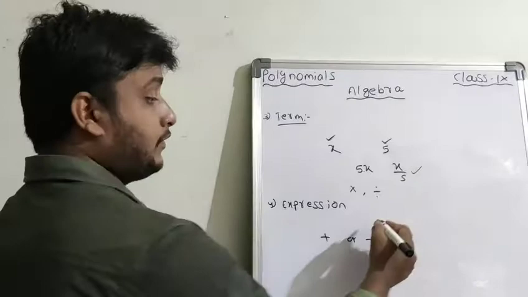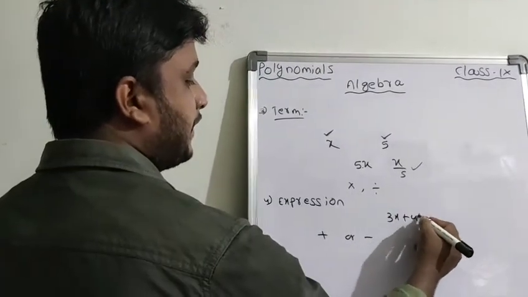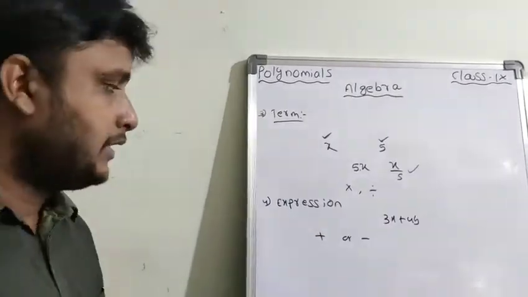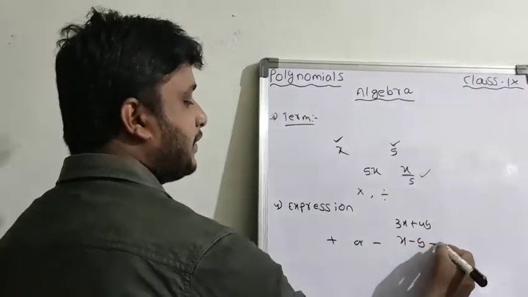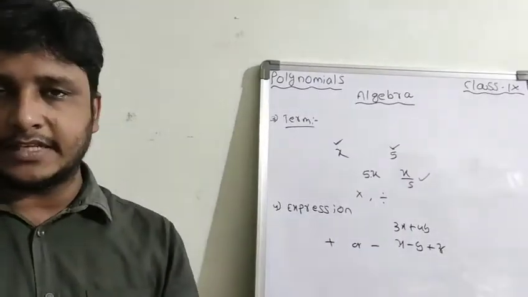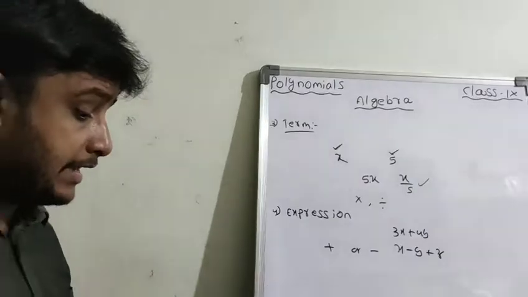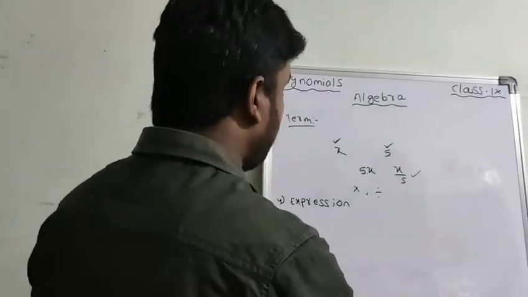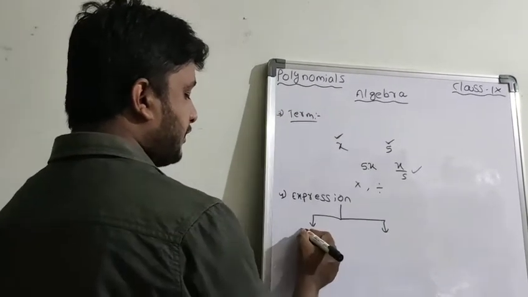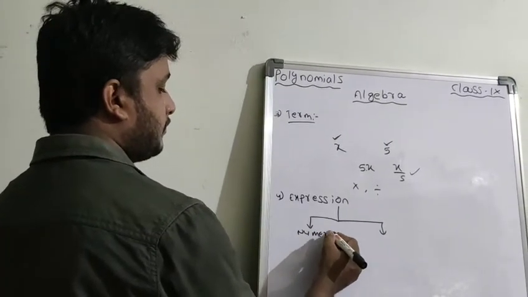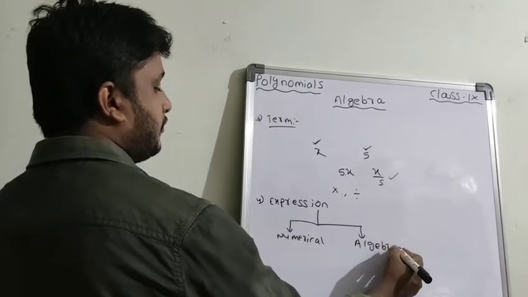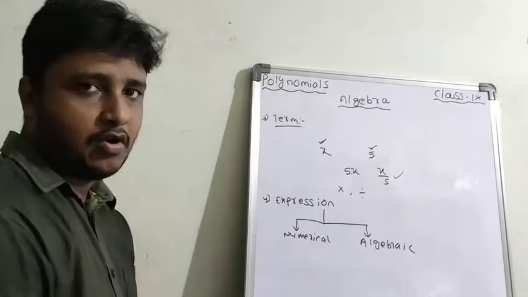For example, 3x plus 4y. This is a combination of two terms by using plus. Otherwise, x minus y plus z. This is a combination of variables with plus and minus. They are called expressions. And again, expressions are classified into two types: numerical expressions and algebraic expressions.